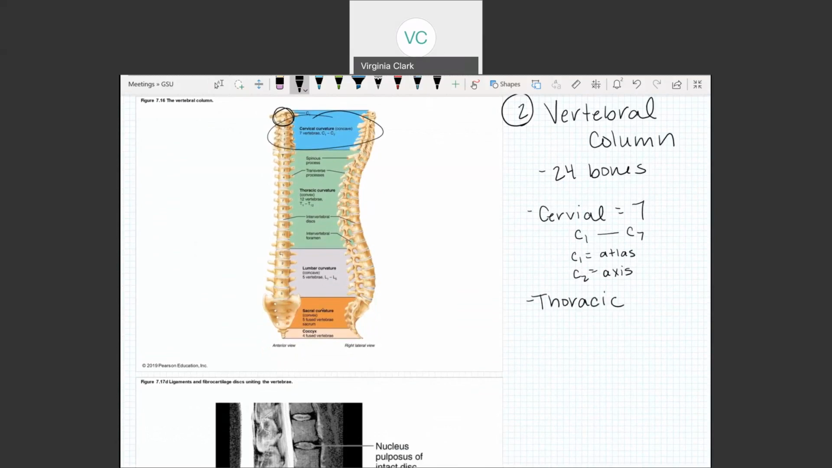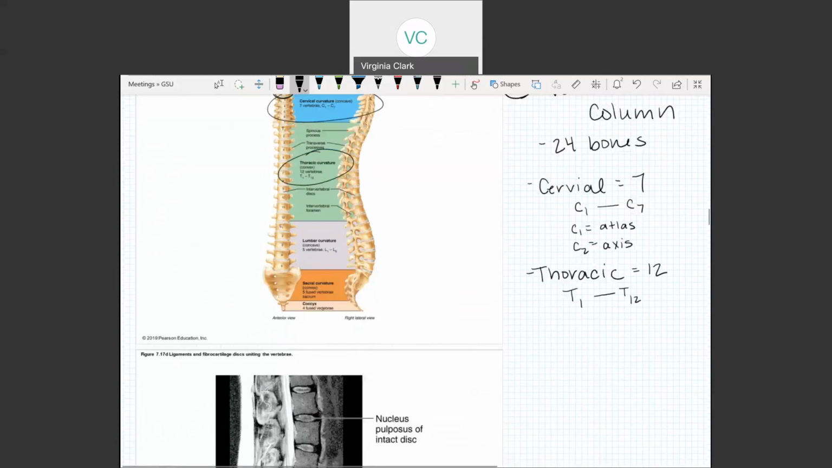So the thoracic is going to be 12. And these are going to be named T1 to T12. Nothing special. These are not named any other way. And then you're going to have the next region, which is going to be your lumbar. And your lumbar, you will have 5. And these will be named L1 to L5. So nothing special about that.